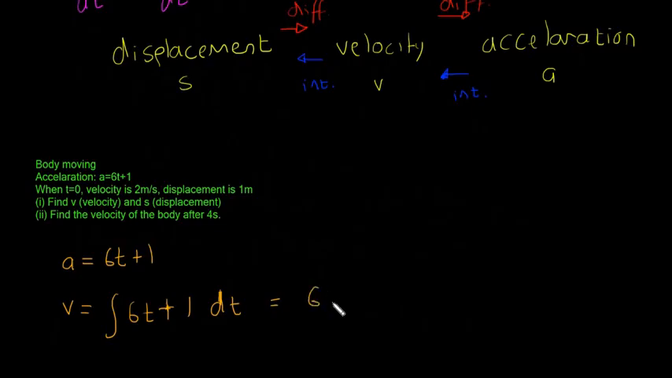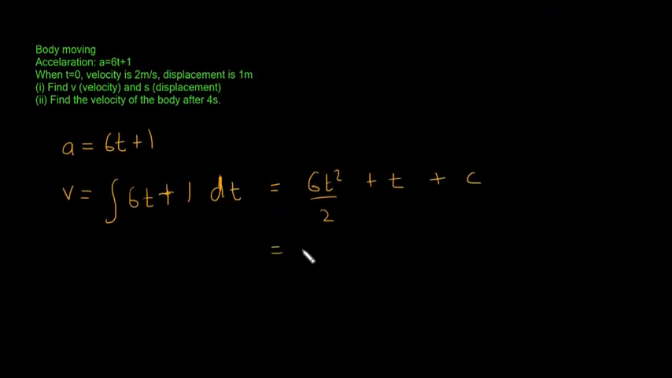So that's going to be 6t squared over 2 plus t plus c. Okay, so don't forget our constant of integration. So just to clean that up a little bit, that's going to be 3t squared plus t plus c. Okay, so we want to get rid of the c if we can. It's better if we find the whole answer instead of a plus c because that's an unknown.